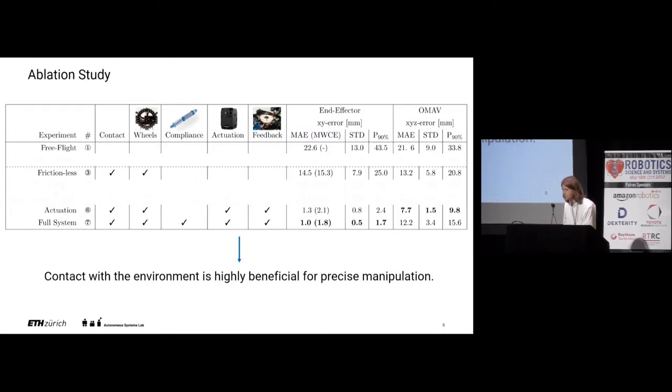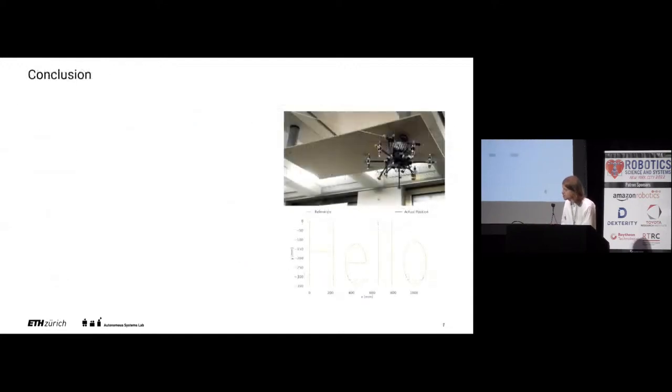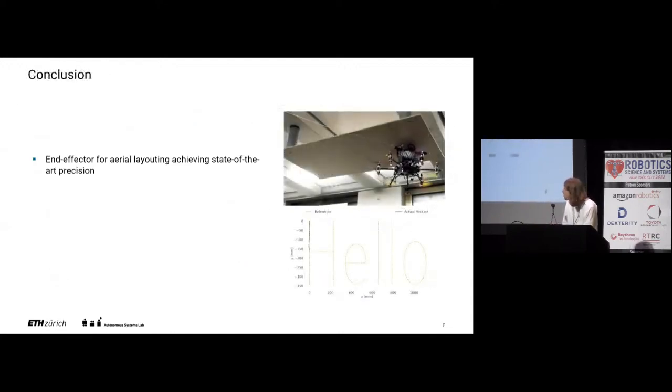This is somewhat counterintuitive, especially when you do research with drones, because we tend to see objects as something we should normally avoid. But the study actually showed us that in order to do aerial manipulation very precisely, we should not shy away from contact, but rather try to exploit it.